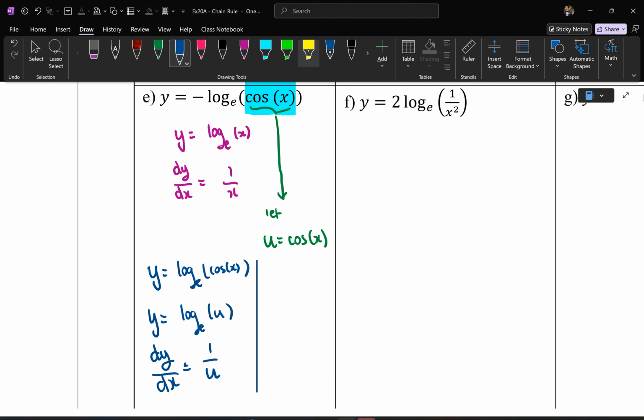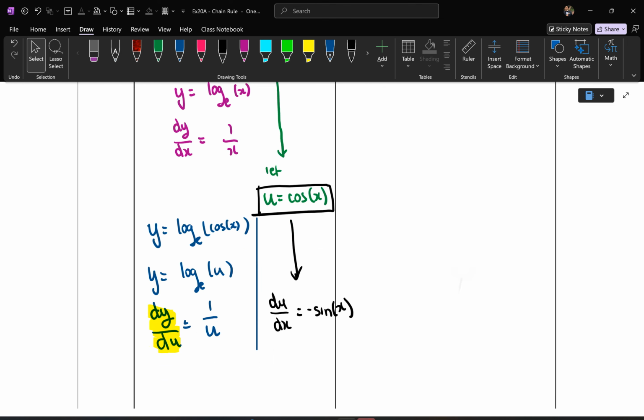Now, we've got delta y delta u. We're just missing delta u delta x. How do you get that? We'll find the derivative of the thing that you made up, the connection between u and x. So delta u delta x. Go back to your 7 rules. What is the derivative of cos of x? Look at the table. Yeah, negative sign. So in this case, it's negative sine of x.